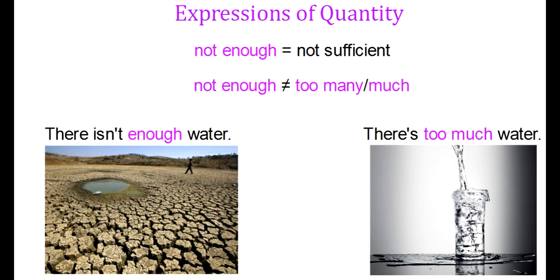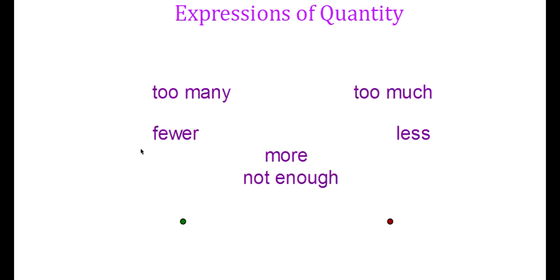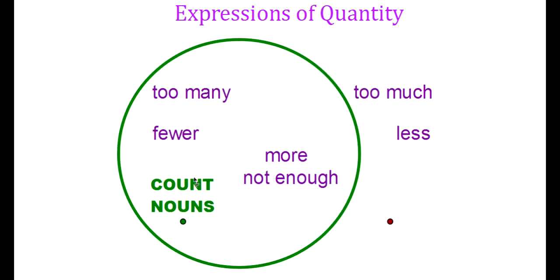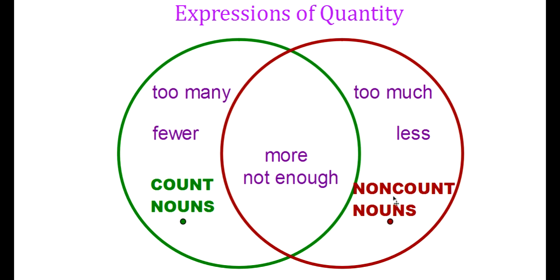So let's quickly review. These are our expressions of quantity. Too many, too much. Fewer, less, more, not enough. Too many and fewer are used strictly with count nouns. Too much and less, only non-count nouns. And the words more and not enough can be used with both count and non-count nouns.